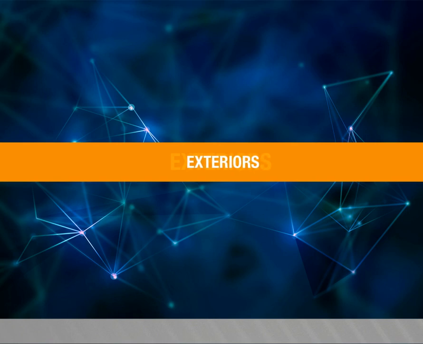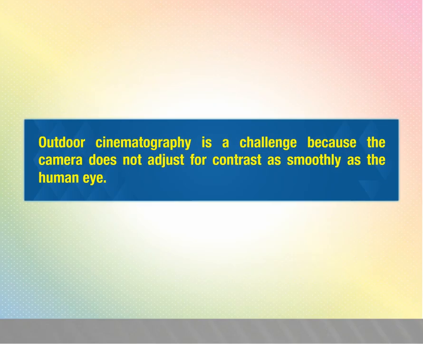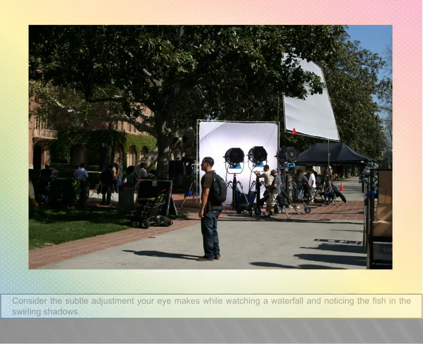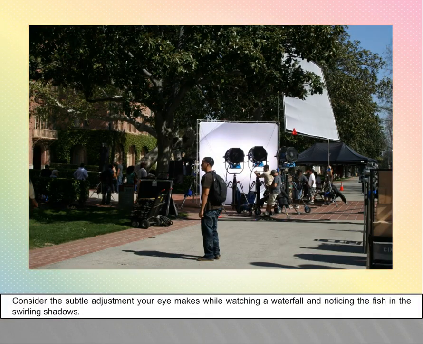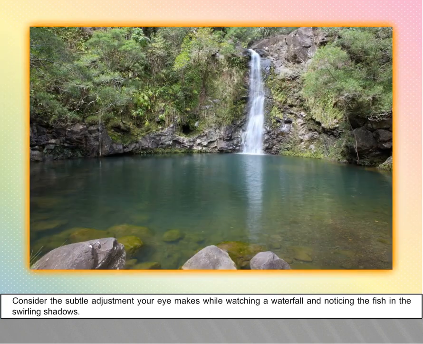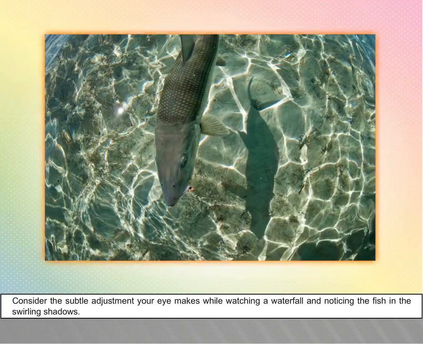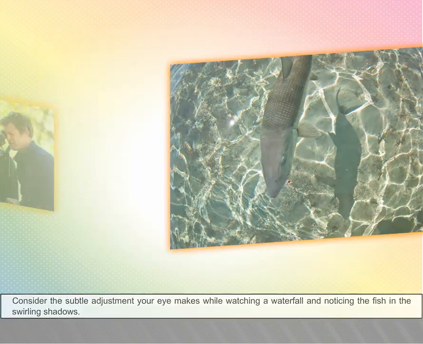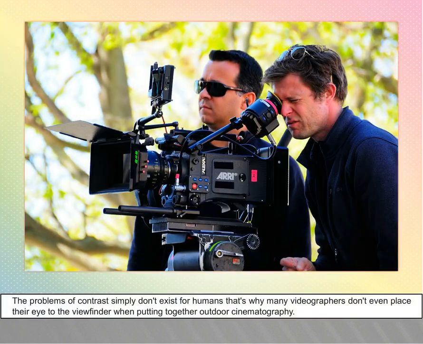Exteriors. In this video, we are going to see about exteriors. Outdoor cinematography is a challenge because the camera does not adjust for contrast as smoothly as the human eye. Consider the subtle adjustments your eye makes while watching a waterfall and noticing the fish in the swirling shadows. The problems of contrast simply don't exist for humans.